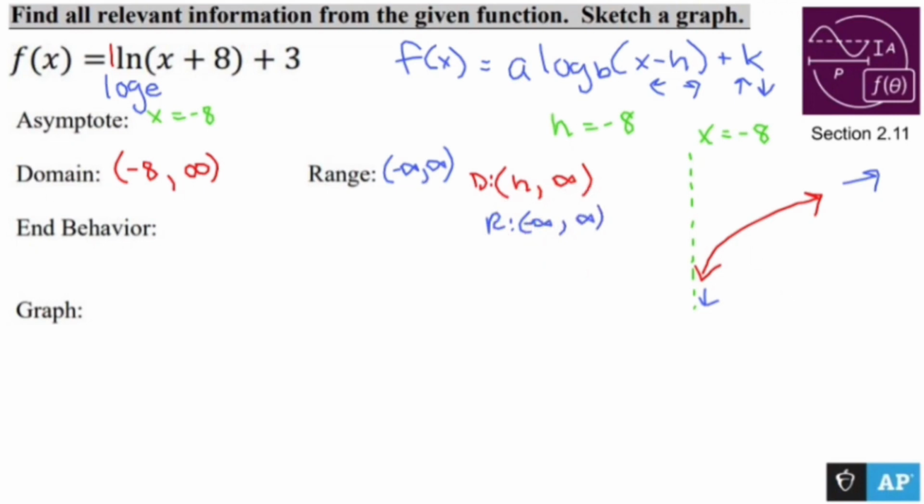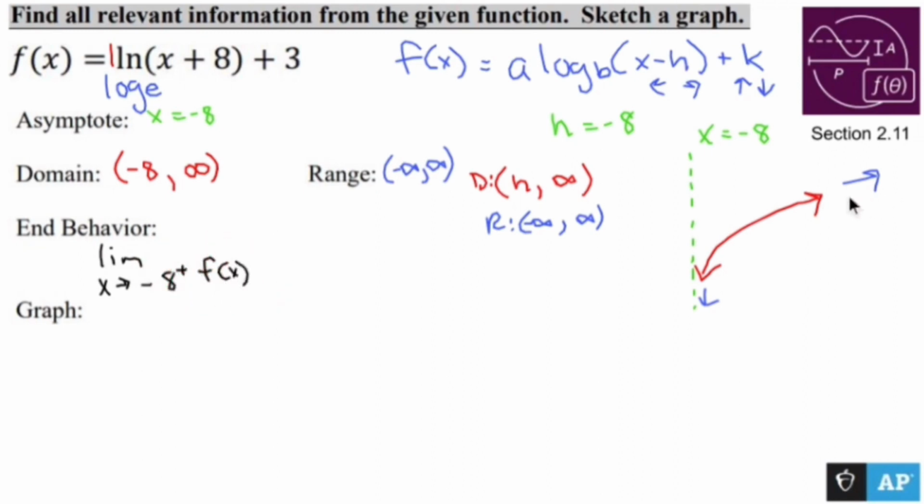Now, this is where it gets weird. My end behavior. Usually when you think end behavior, you think x approaches negative infinity, but we can't. We're not allowed to go to negative infinity. The furthest I can go moving to the left is to negative 8. So what I will say is the limit as x approaches negative 8 from the right side of f of x.